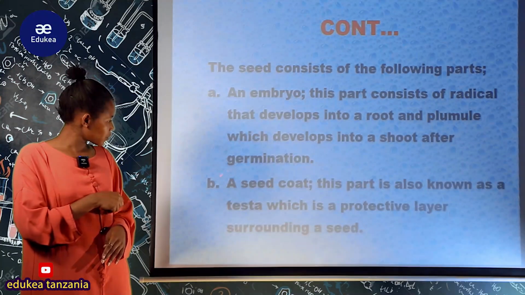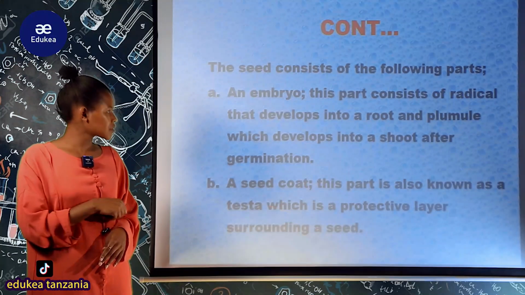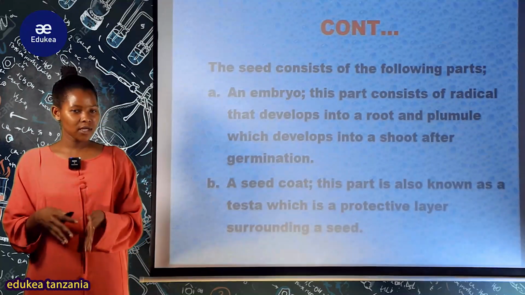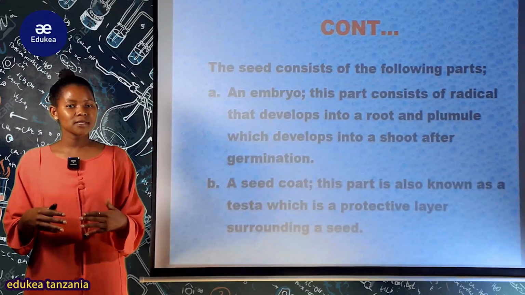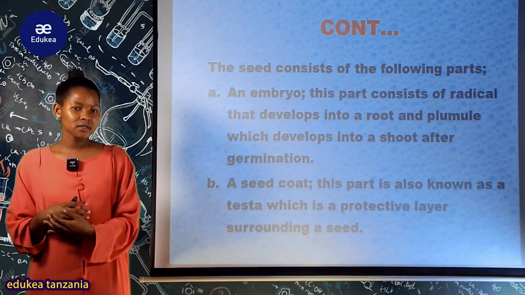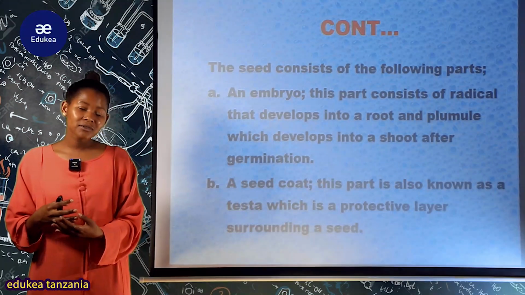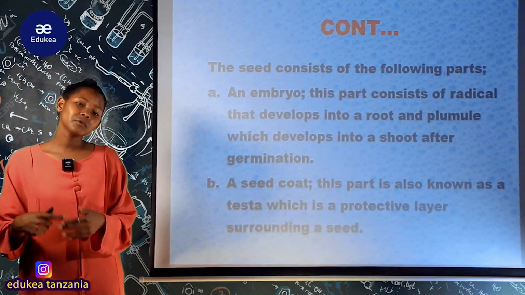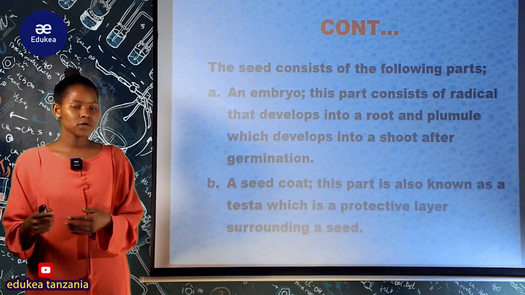Also, we have another component which is a seed coat. This part is also known as the tester, which is a protective layer surrounding a seed. My dear students, until now we have seen that we have parts like these. This second one we call the seed coat. The function of the seed coat, it functions as a tester. It surrounds the seed for protection purposes. But the embryo, as we see, its main function is to help develop into roots and the plumule, and this plumule will develop to make the shoot after germination.